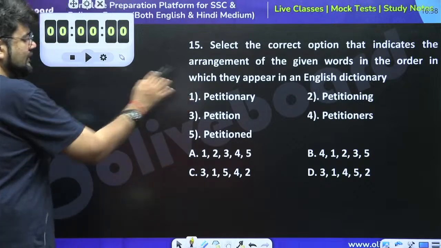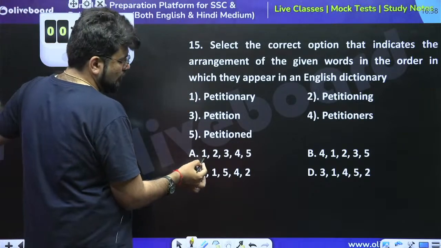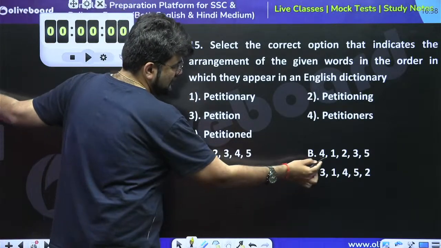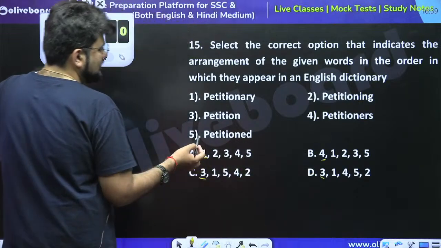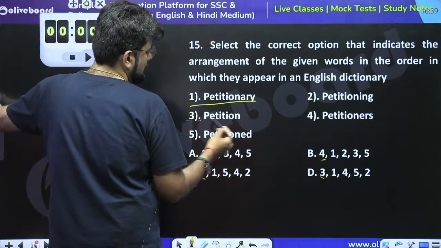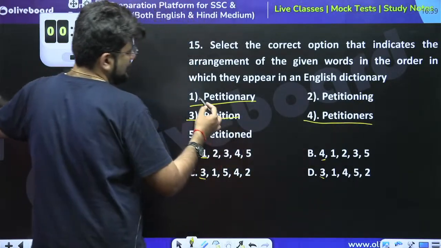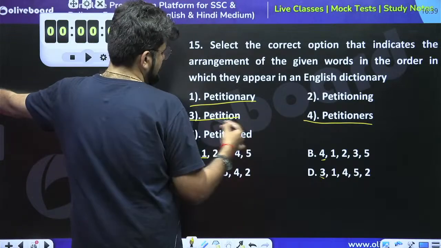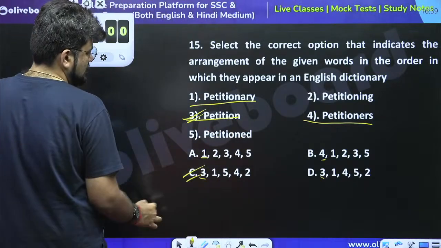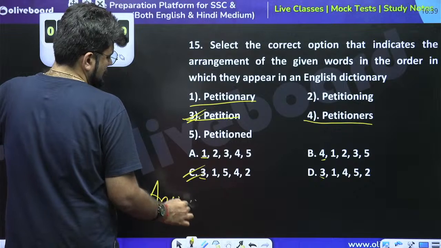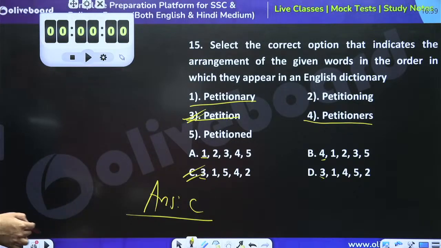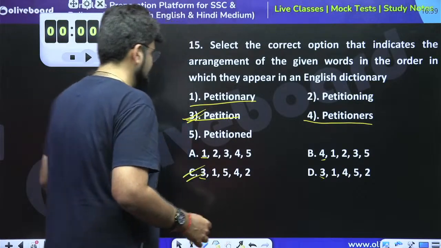Okay? Now in these questions, always check the options. The first option, the first word has to be either 1, 3 or 4. Okay, so 1, 3 and 4. Check between petitionary, petition and petitioners. So petition is common everywhere and petition 3 is going to come first. So I think option C is the right answer. Oh no, sorry. My bad. 3 is going to come first.